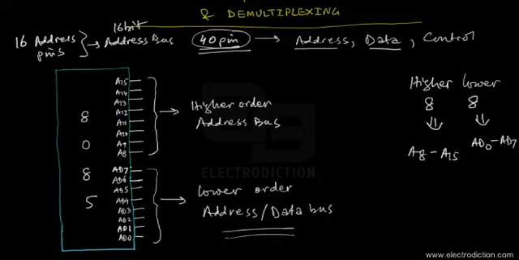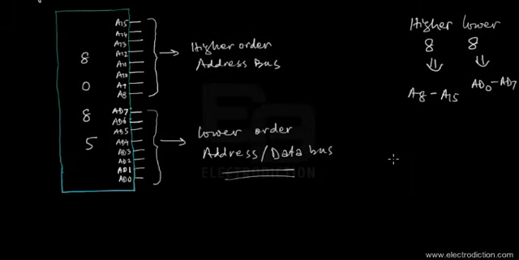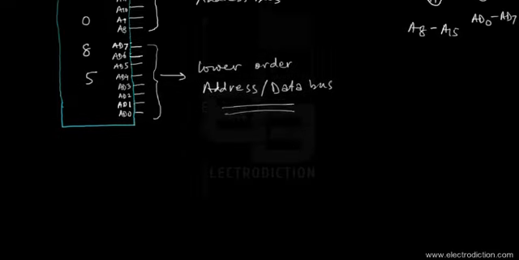Let us assume an example. Let's say that we have an external memory chip. Now every memory chip has a certain number of address lines. Let's take it as a rough diagram, where this entire span of lines represents the address lines of the memory chip.